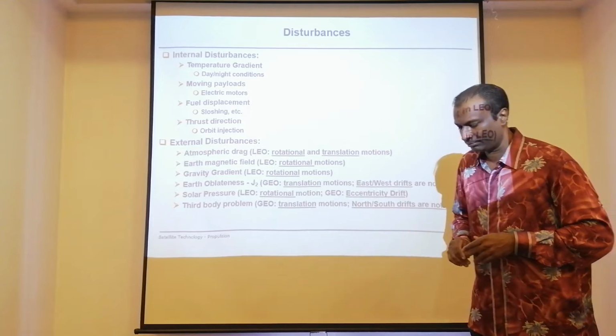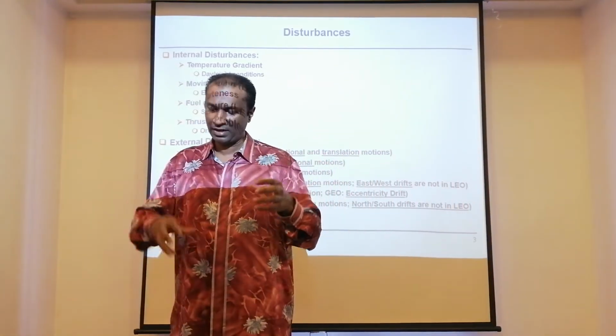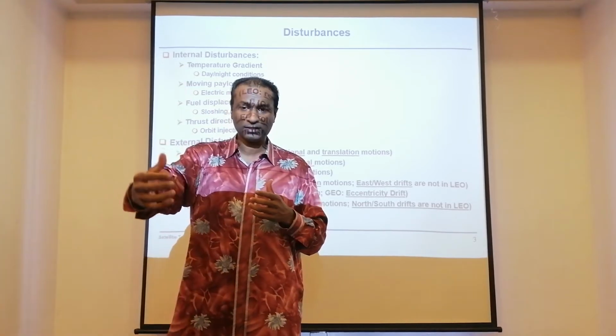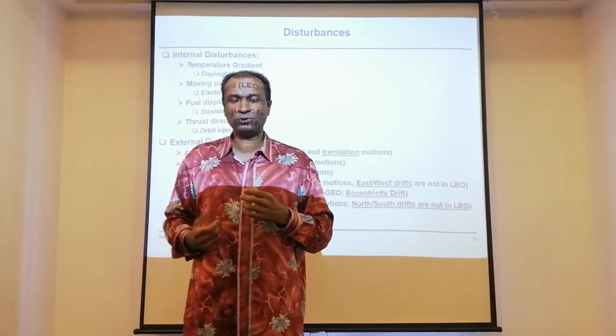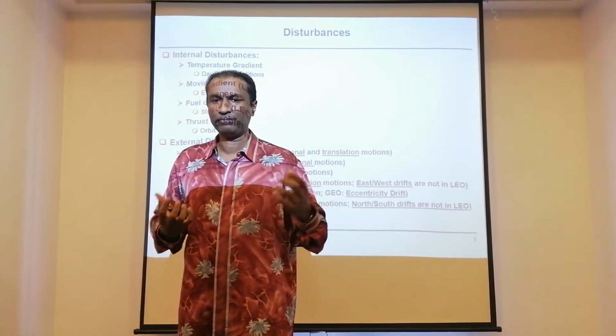Third body. Now, another problem that we have, of course, is the satellite, we have planet Earth. Don't forget, we have a third body. Third body means it could be a moon, it could also be the sun. So there is always an interaction, a gravitational interaction, between all these bodies.